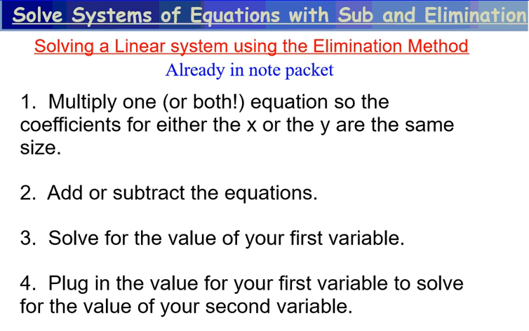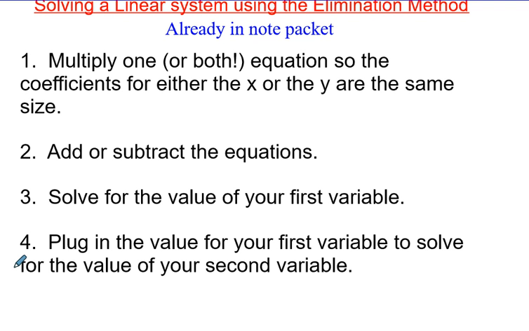You might need to do some manipulation in order to get those coefficients to match up. That means to be the same number. Either positive or negative is not important. That'll just affect step 2. Step 2, then you're either going to add or subtract the equations to eliminate one of the variables. Step 3 then is to solve for the value of the variable that survived the elimination. And then step 4 is the same step that was the last step in substitution. Use the value that you found in the prior step to solve for the value of your second variable.